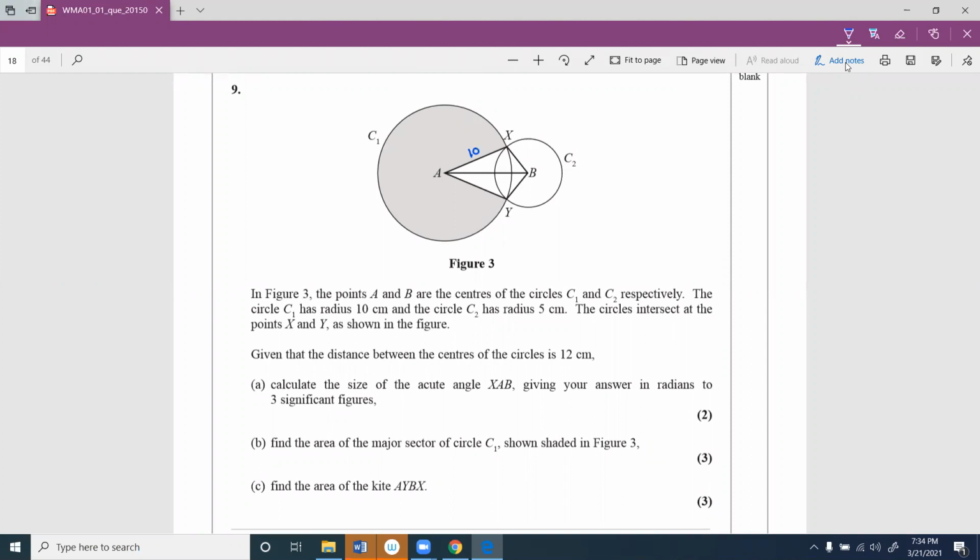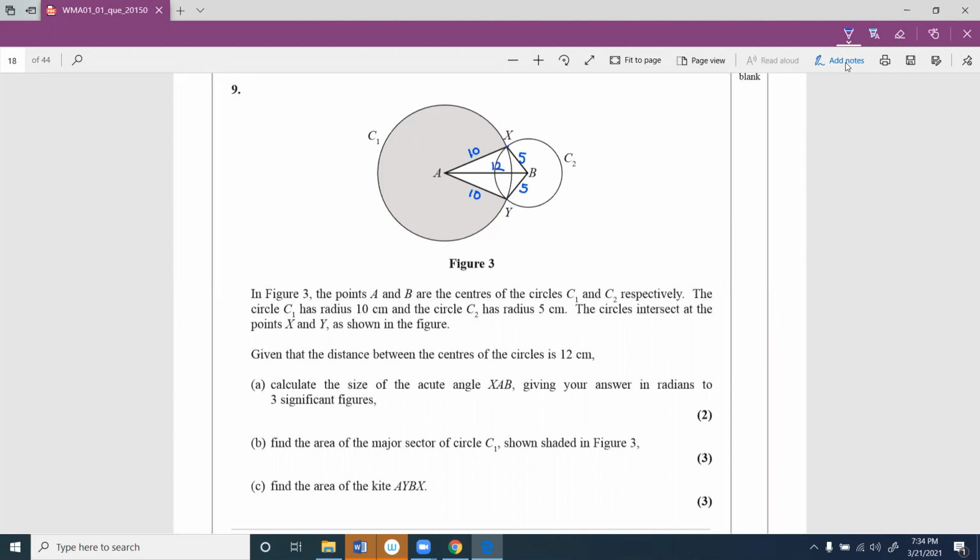And this one also 10. Right. Then C2 has a radius of 5. This one also 5. Right. The circles intersect at points X and Y, over here and here, and this point and this point is given. Given that the distance between the centers of the circles is 12, so this length is 12.